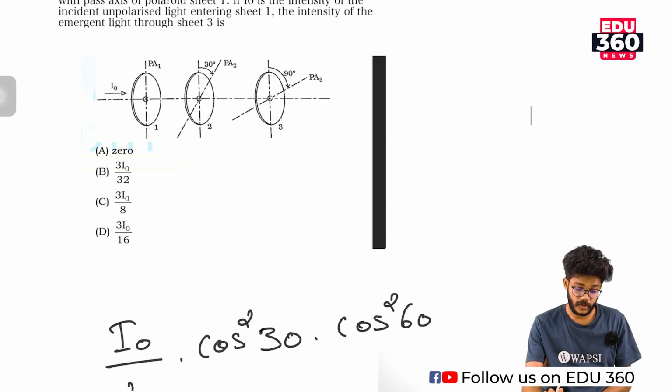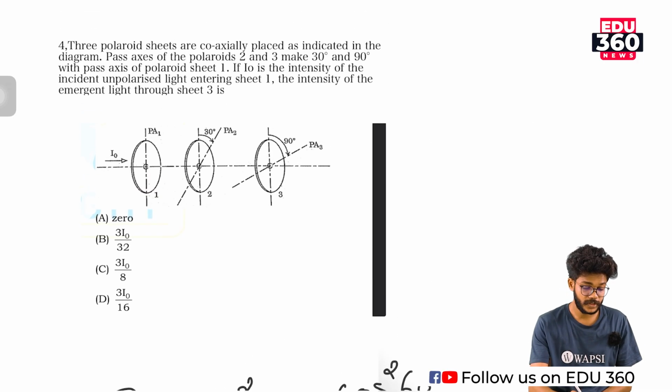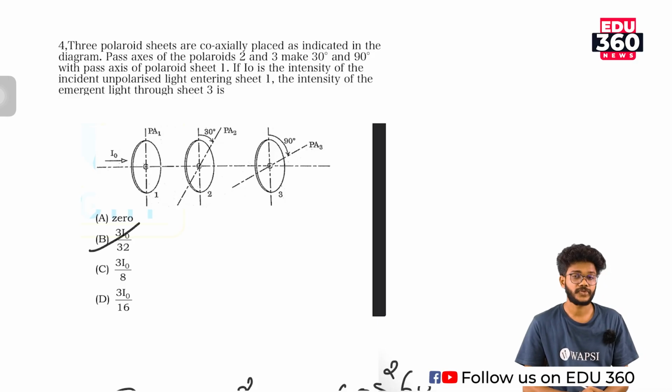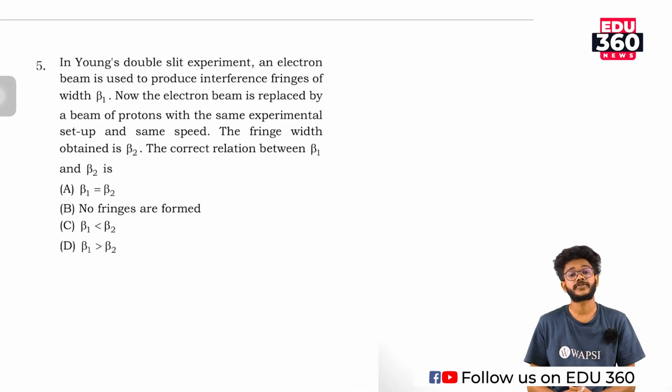So we can check with the options. 3 I0 by 32 is option B, the correct answer. Then we can move to the next question, the fifth question.